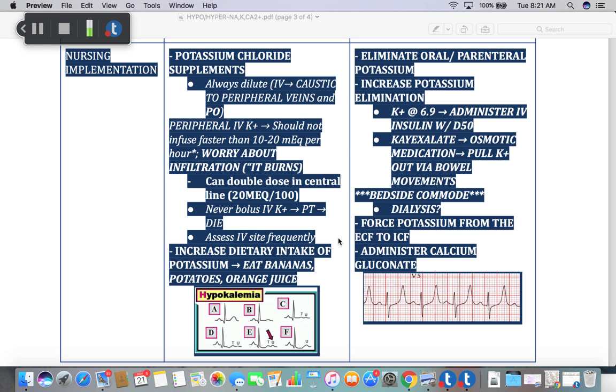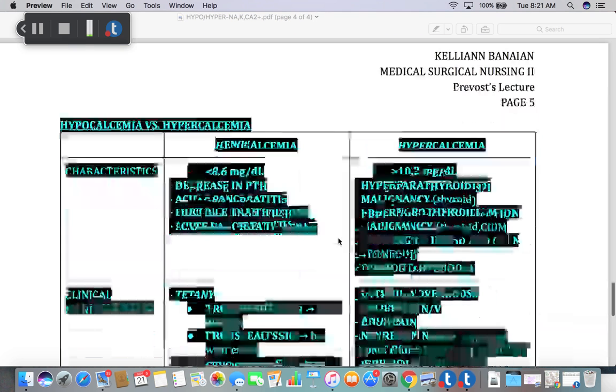If your patient's on Kayexalate, make sure they have a bedside commode. Dialysis can also be used to correct hyperkalemia, so basically you're going to force potassium from the extracellular fluid into the intracellular fluid, so it gets out in the blood and can be cleaned out. And you're going to administer calcium gluconate.